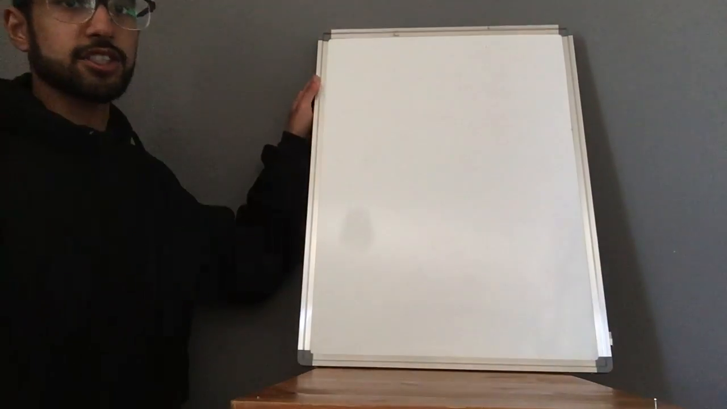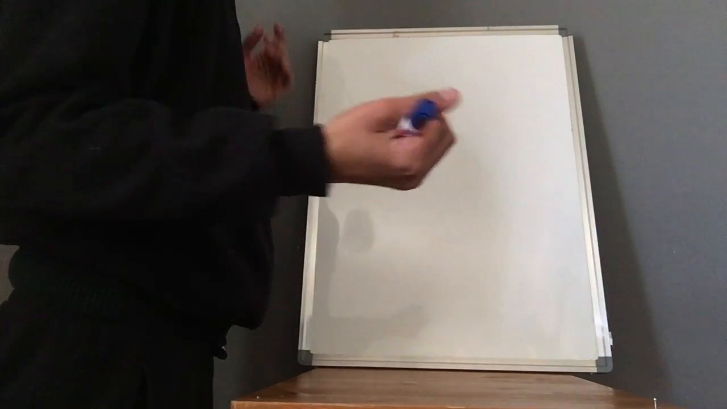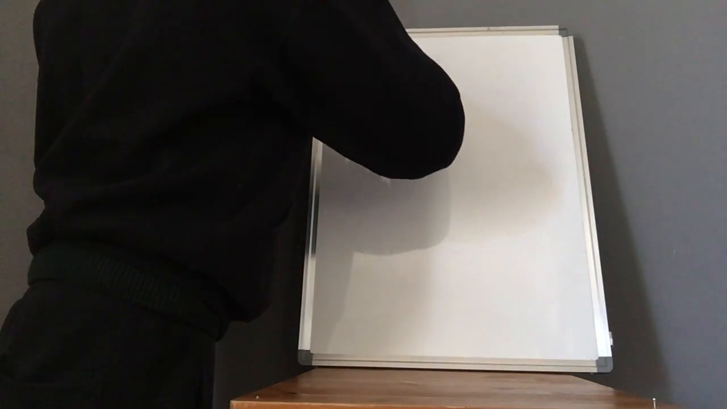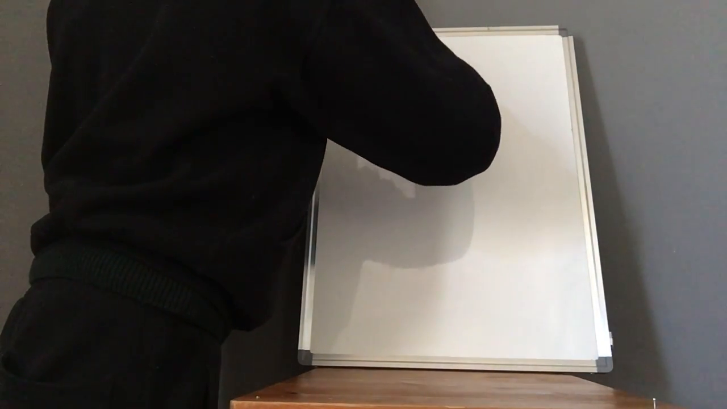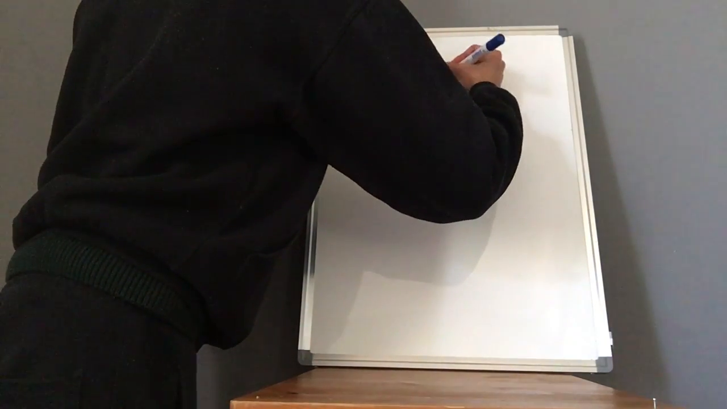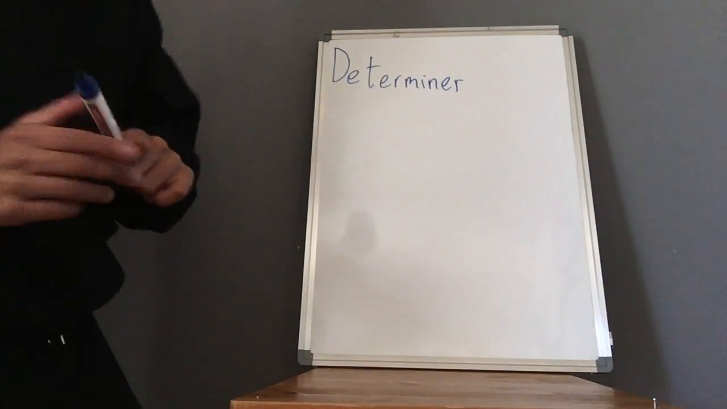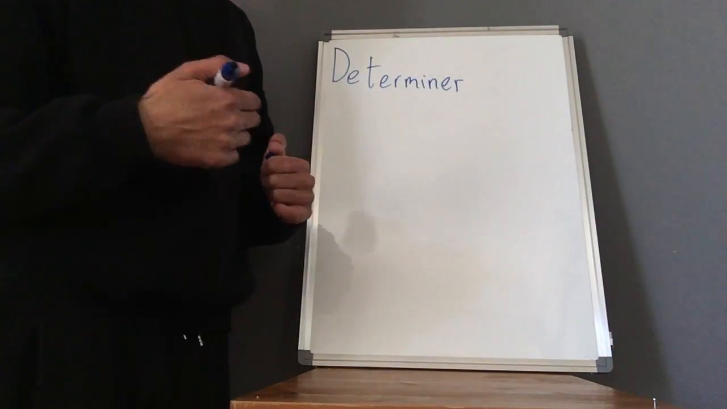So the first type of adjective we're going to look at is called a determiner. Now most people won't think of these as adjectives, but what they are doing is describing a feature of a noun. So, determiner. The determiner just specifies which noun, which object you're talking about.